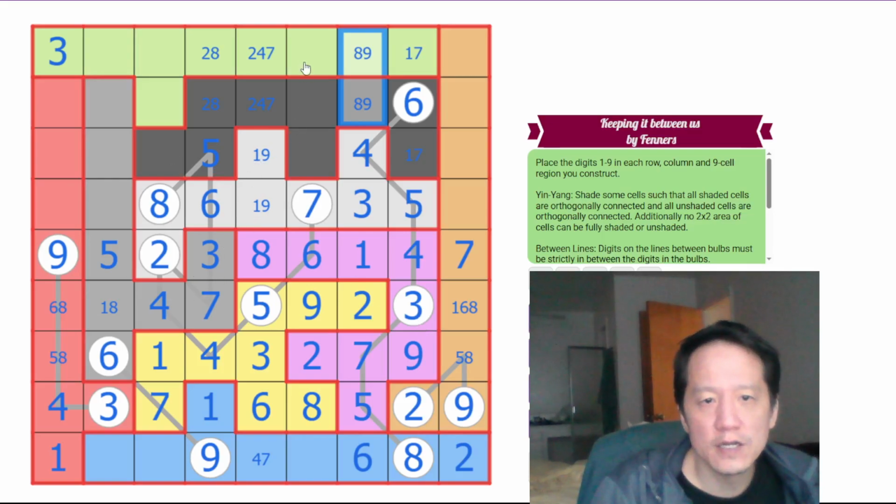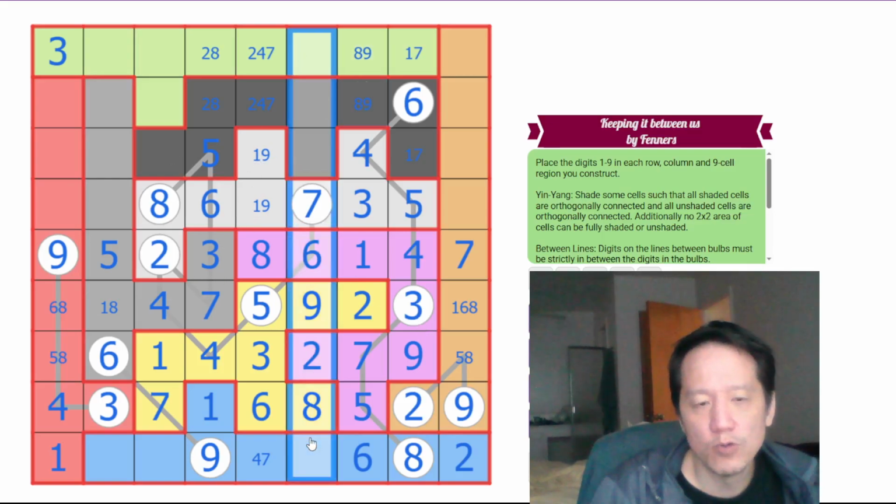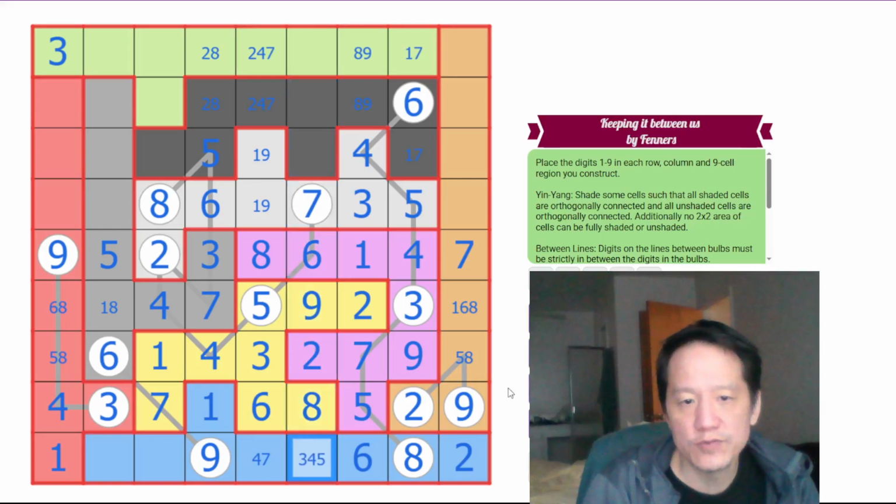Remaining digits in column 6. They are 1, 3, 4, 5. This can't be 1, so this is 3, 4, 5. This can't be 4 or 5, so it's 1, 3. This could be any of them, 1, 3, 4, 5. And this cannot be 3, so this is 1, 4, 5.